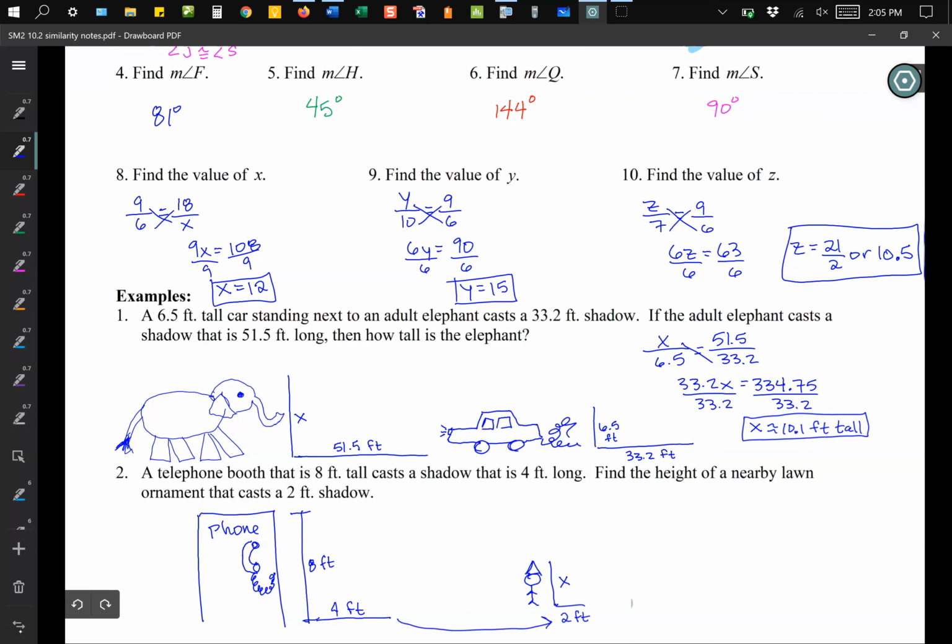Now, you guys could probably figure this out just by looking, because to get from 4 to 2, divide by 2. 8 and x, divide by 2. He's 4 feet tall. But if we want to be proper about it and set up a proportion, 8 over x equals 4 over 2. 4x equals 16. So x is 4 feet. The end.